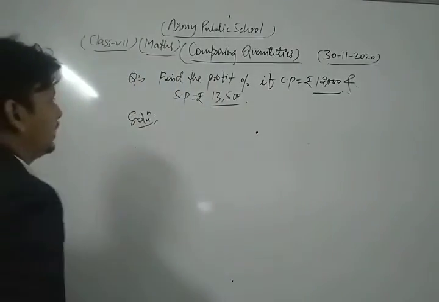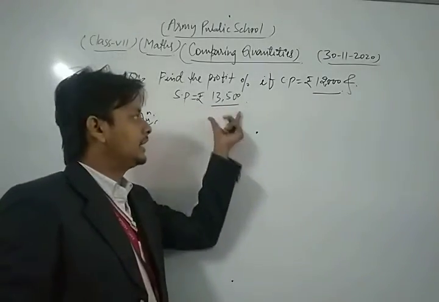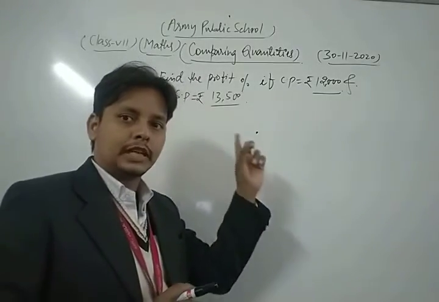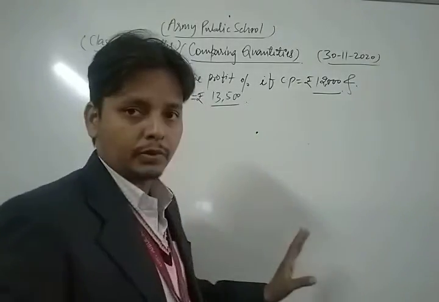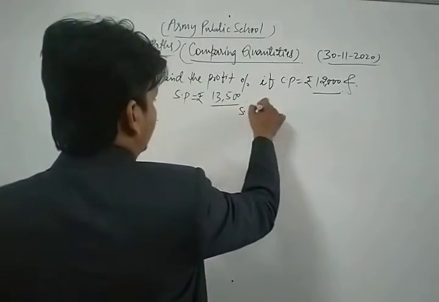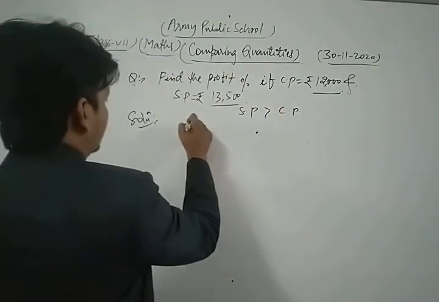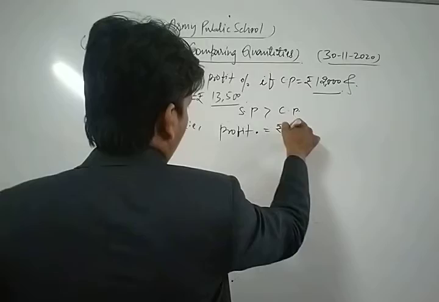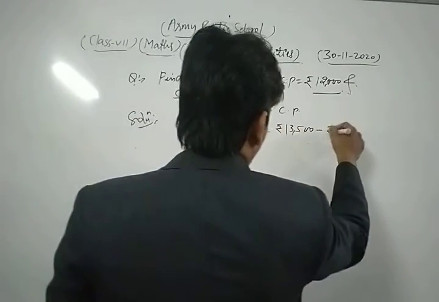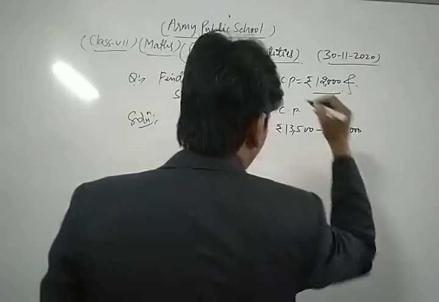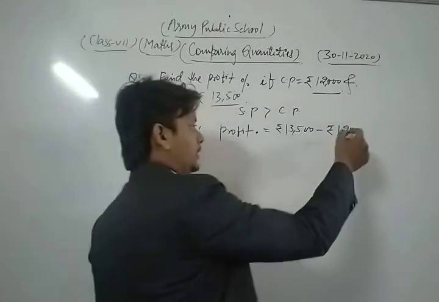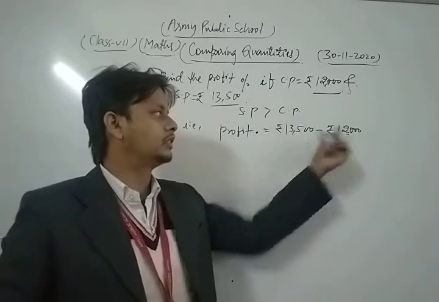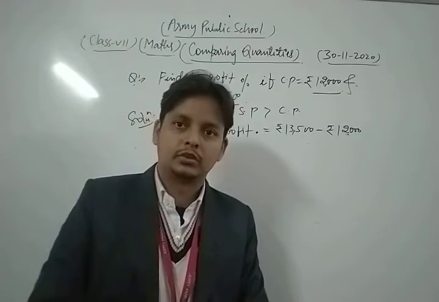We find the profit percent. In that question, the selling price is 13,500 and the cost price is rupees 12,000. Means selling price is greater than cost price, so we always get a profit. Now, what is the profit amount? Let's see. Profit is rupees 13,500 minus rupees 12,000. Okay, this is the concept here. Now let's see.